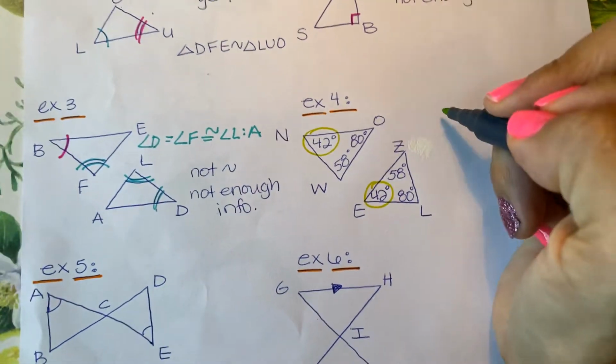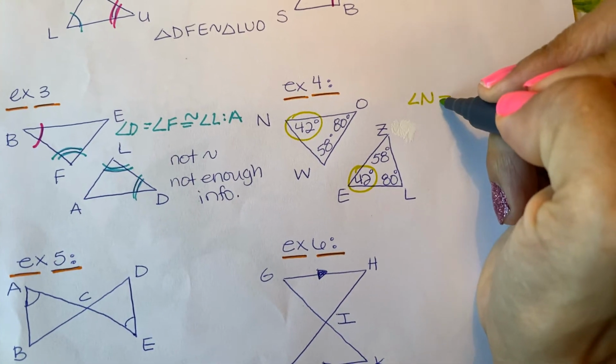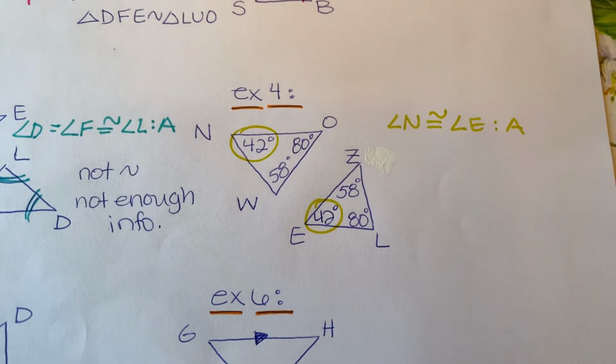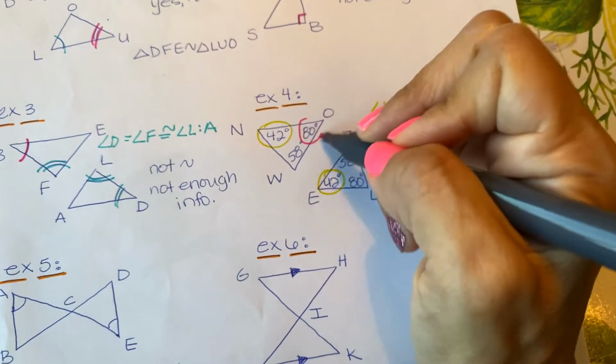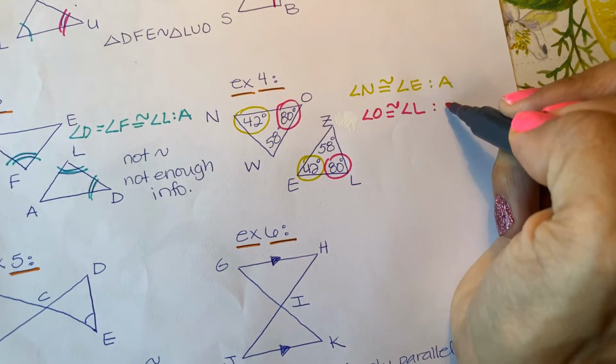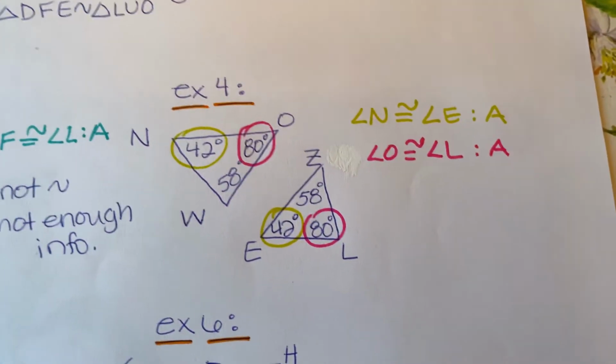Now, this is my choice of what I'm choosing. If you would have grabbed another one, that's fine. Okay, so that's a match. I have an 80 and an 80, so O goes with L. That's a match. Now, you're technically done.